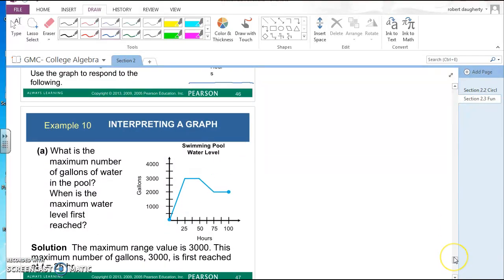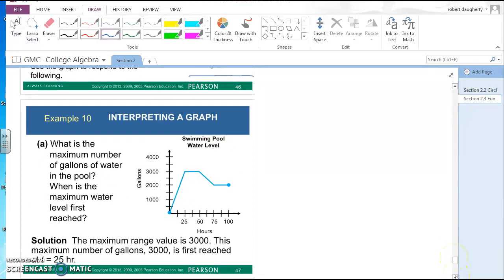Then they're going to ask me some questions about this particular graph. What is the maximum number of gallons of water in the pool? So where is this at its highest? It looks like the highest I ever reach is 3,000. So the maximum value is 3,000 gallons. And when is that maximum level first reached? If I look at this graph right here, I first reach that at 25 hours. So 25 hours is when I reach 3,000 gallons.